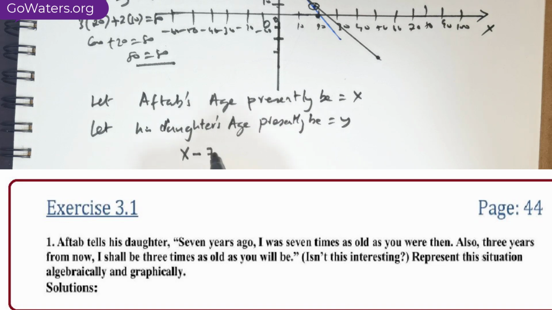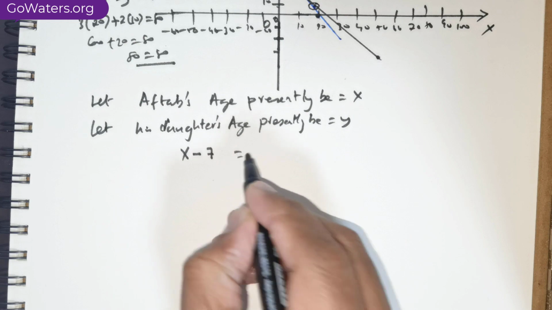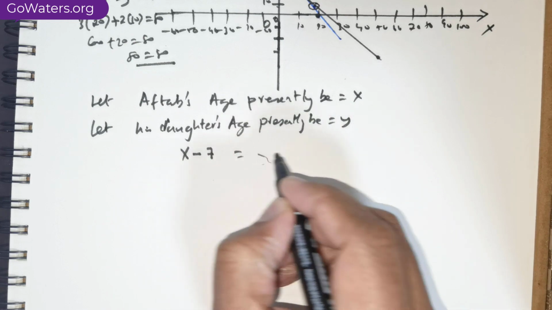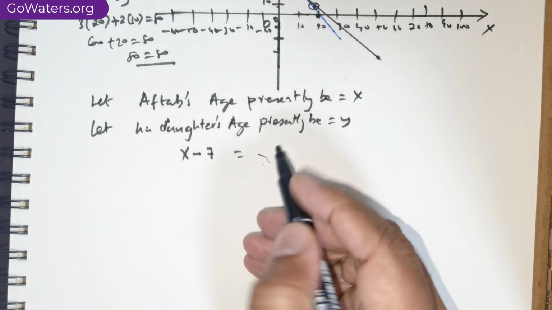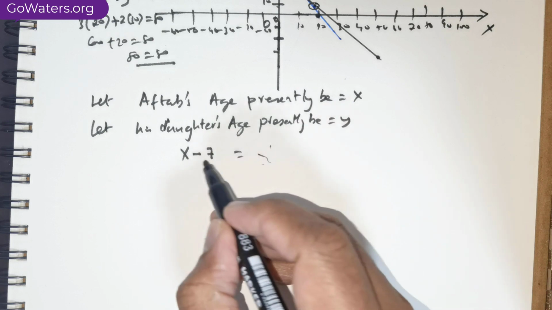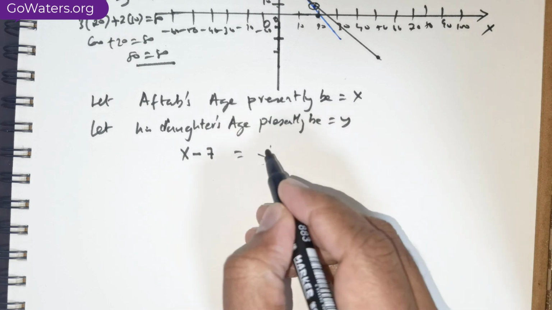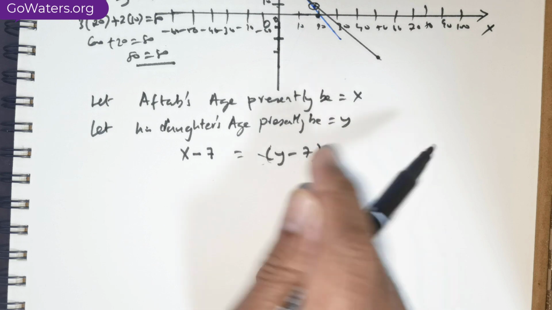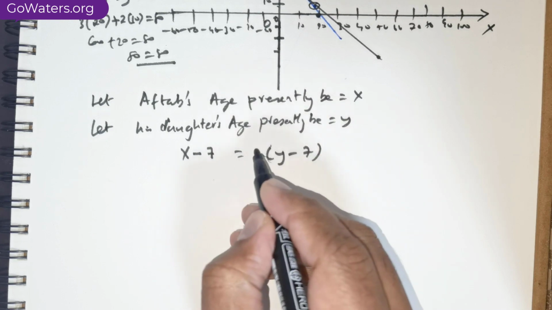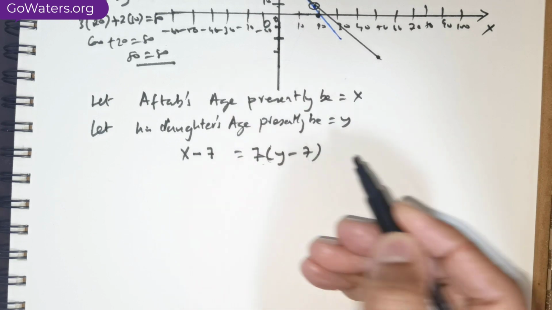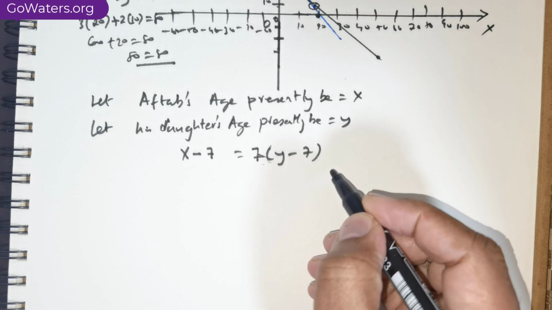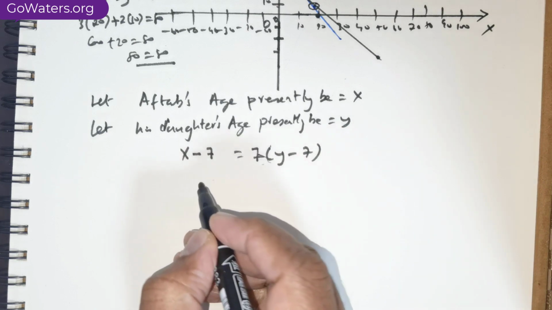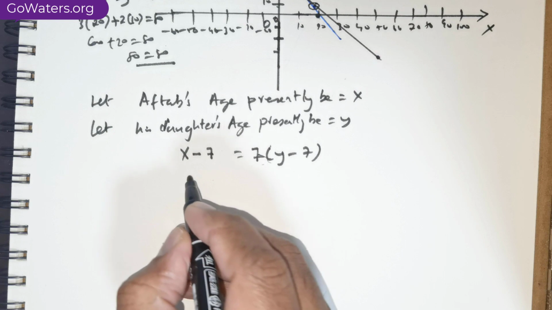7 years ago, you take away 7, I was 7 times as old as you were. So when you take away 7 from Aftab's age, you should also take away 7 from his daughter's age, and then you multiply it with 7. This is one system, right? So if you were to simplify this, what would you get?